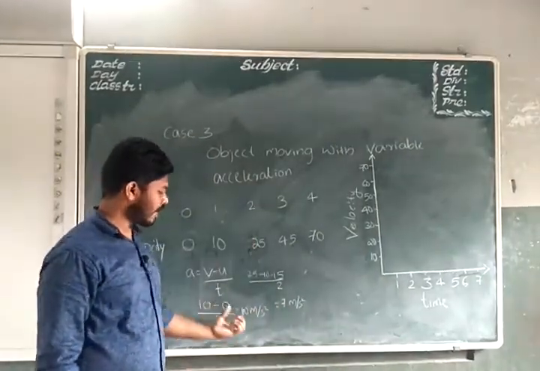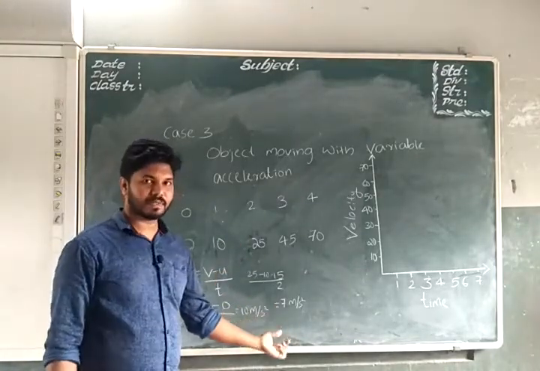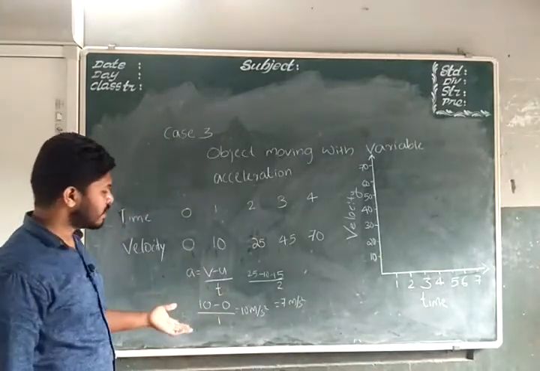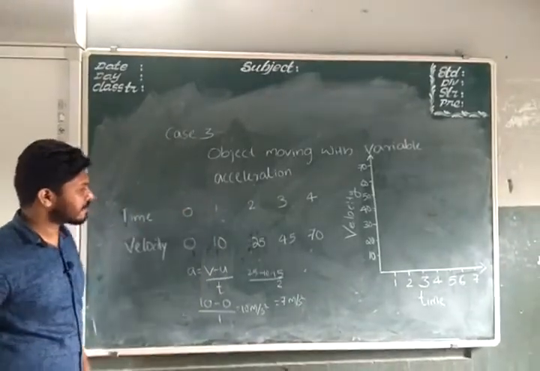In the first section we have 10 meter per second square. In the second section we have 7 meter per second square only. So the acceleration is decreased from 10 to 7. So that is the difference here.